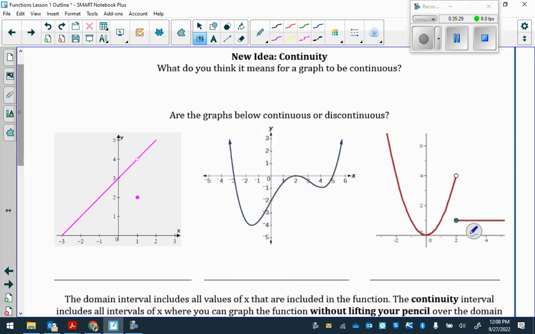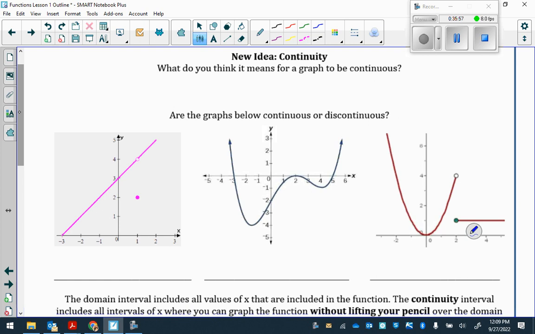So, this new idea, which is new for you guys. Okay? What do you think it means for a graph to be continuous? What do you think it means? Or if you could give me an example of a graph that is continuous. Celia? Okay. Negative infinity to infinity. What would be a graph that would resemble that?